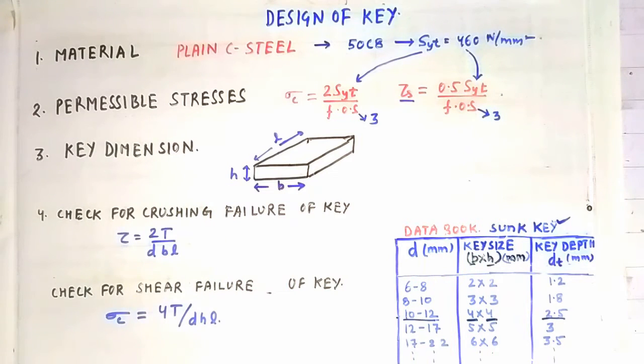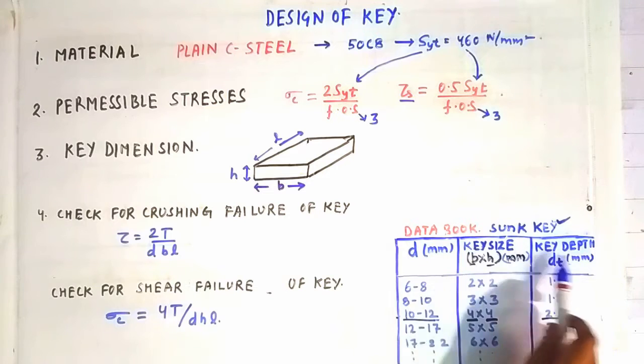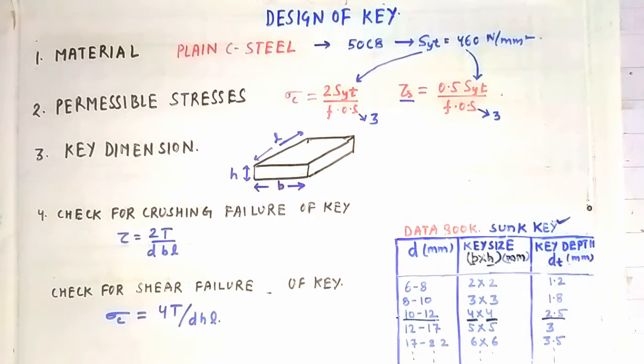The next step is the key dimension calculation. Now friends, you have to go to your data book, and in the data book you have to see the dimensions for the shrunk key. This is the table available in all data books. So first of all you have to see the dimension of the key corresponding to the diameter of the shaft. So you have to find out the diameter of the shaft first, and on that basis you have to find out the dimension of the key.